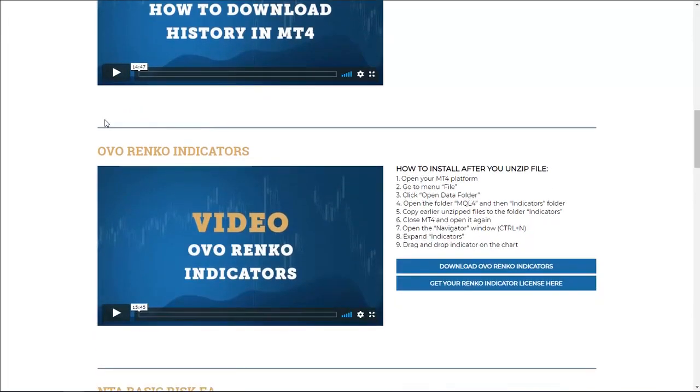Below you will see other Renko indicators. This is also for Renko charts, but it's a more advanced indicator, and you don't have to use it on the 1-minute chart, so you can jump between the time frames really easily. It's a more advanced indicator, and it's from an external company. That's why you have to purchase it separately.